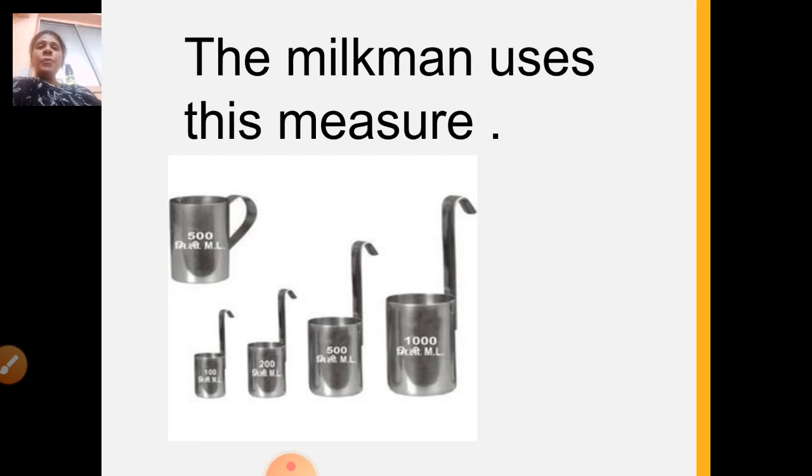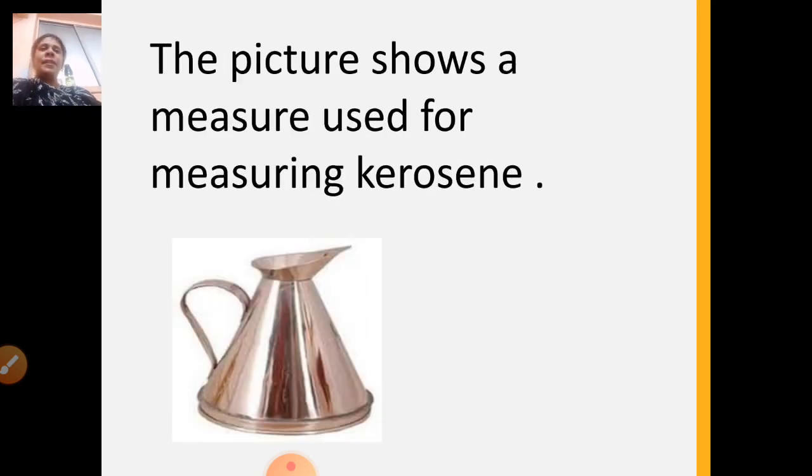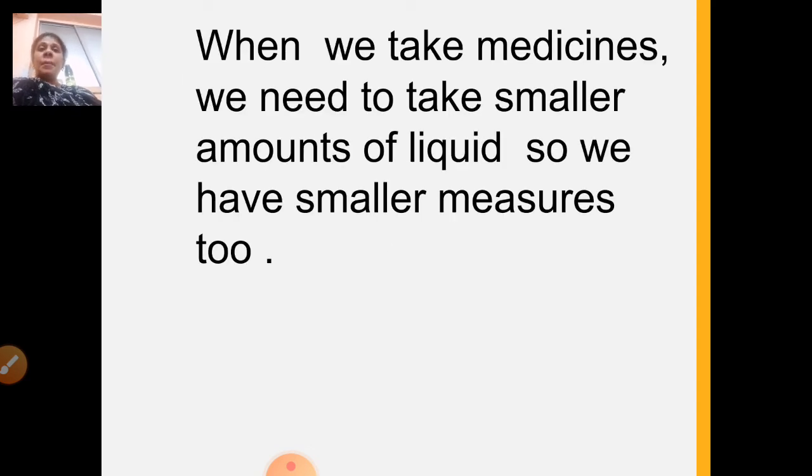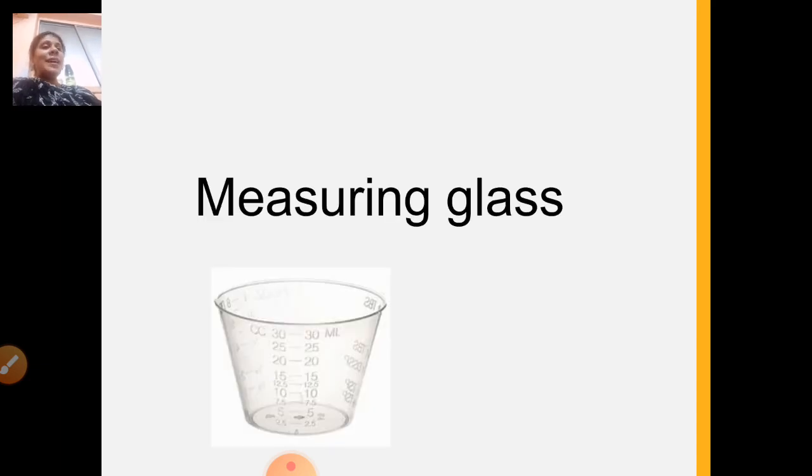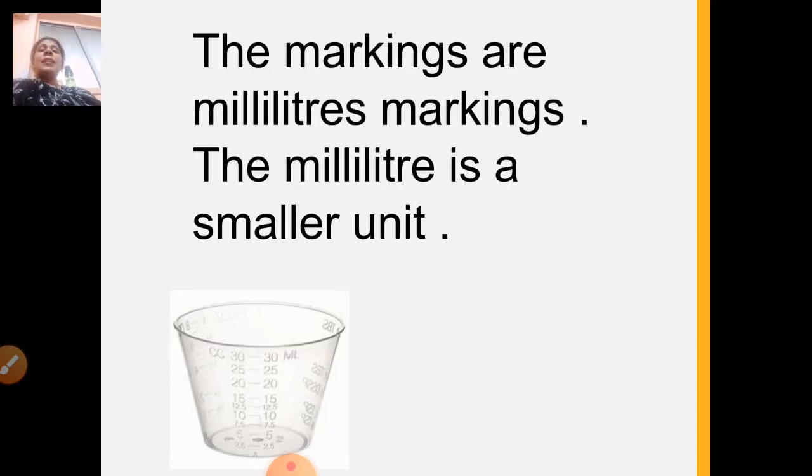Now the milkman uses these measures, that is 1000 ml, 500 ml, 200 ml and 100 ml. The picture shows a measure used for measuring kerosene. When we take medicines, we need to take smaller amounts of liquid. So we have smaller measures too. This is a measuring glass. The markings are milliliter markings.